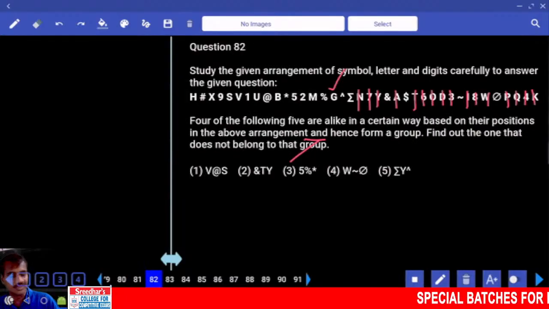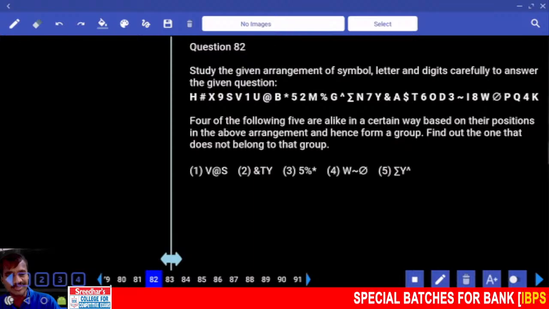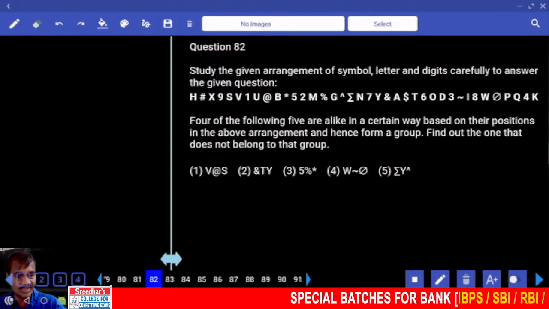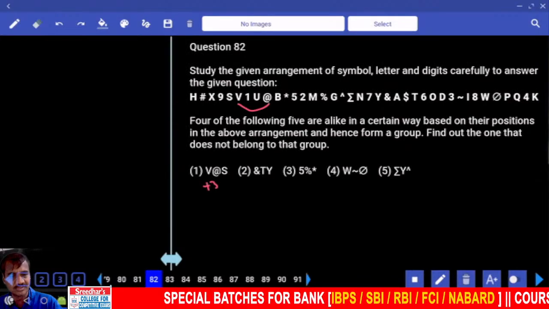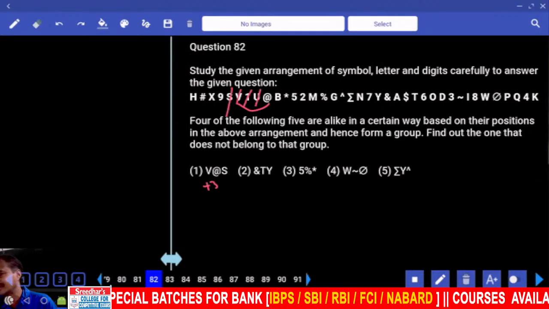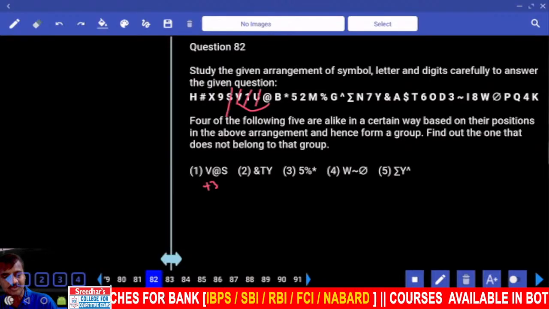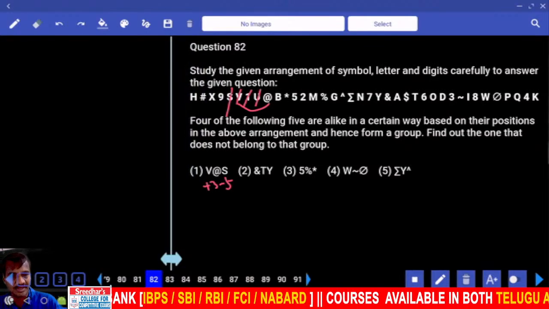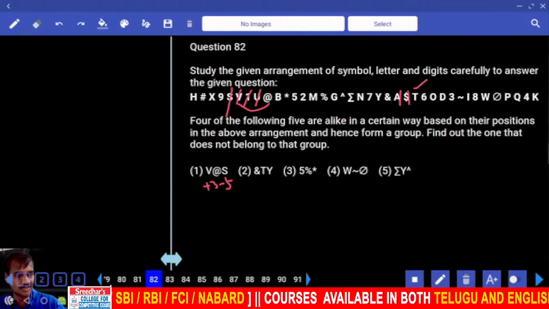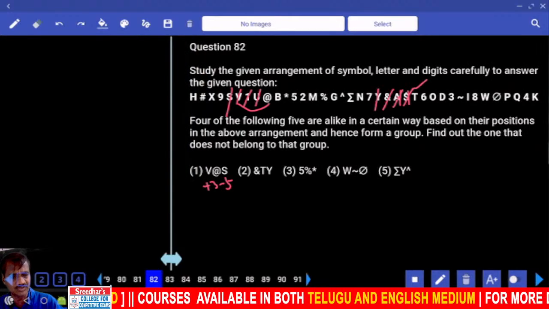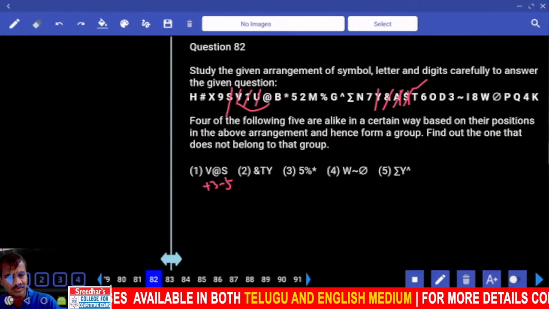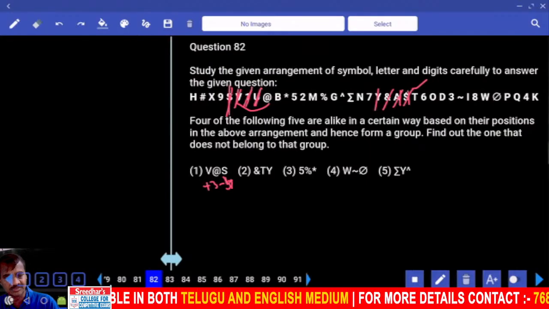Then 82, four out of the following, means odd one out. V at the rate of S. Now V and at the rate of V is plus 3. At the rate of S, 1, 2, 3, 4, 5, minus 5. What is the difference we have? Plus 3, minus 5. And T. And to T, 1, 2, 3, plus 3. T and way, 1, 2, 3, minus so much? Minus 4. And at the rate of 1, 2, 3, 4, minus 4. Here it is minus 4.